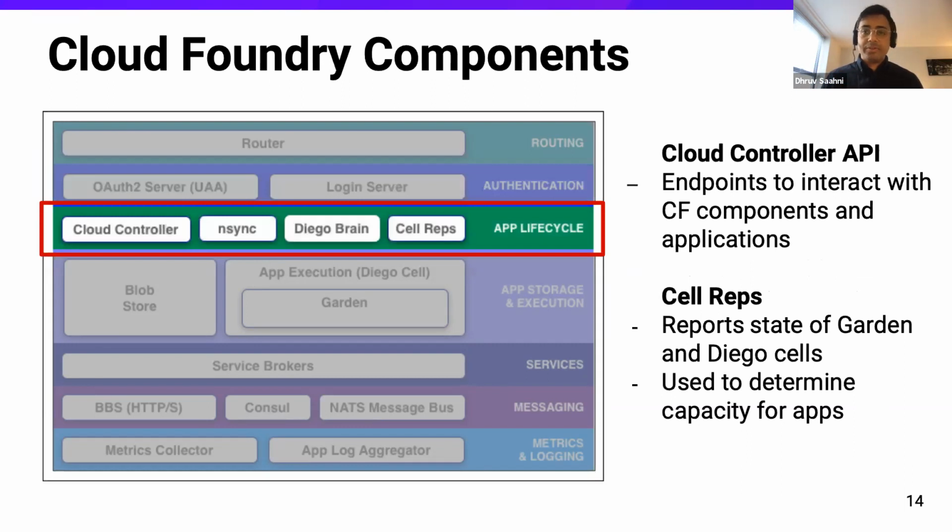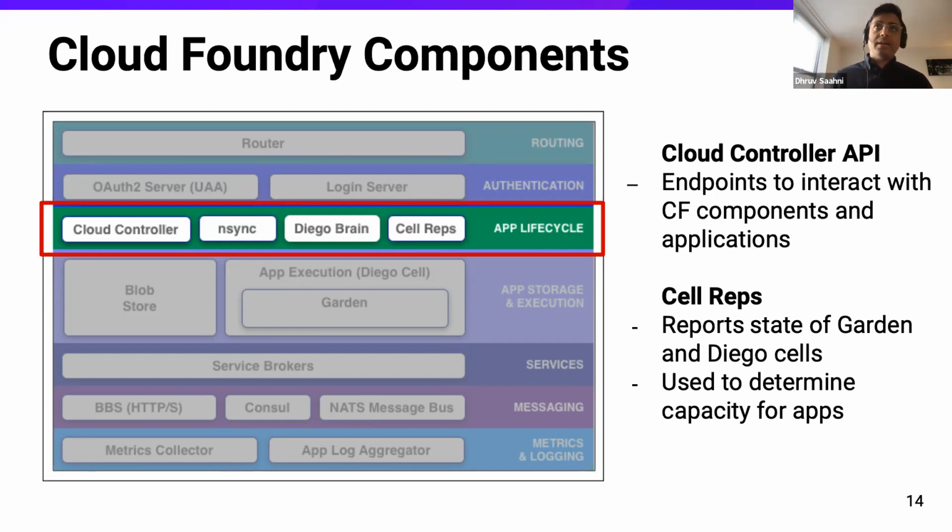So going further down, we have the app lifecycle layer. And in this layer, I'll talk about the primary components that are more relevant to this presentation. The first one is the Cloud Controller API, also known as the CC API for short. And essentially, the Cloud Controller API contains endpoints used to interact with all the various CF components you see in this diagram, as well as all your applications, right? It's the primary interface to Cloud Foundry.